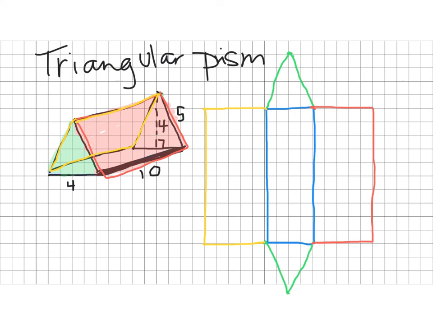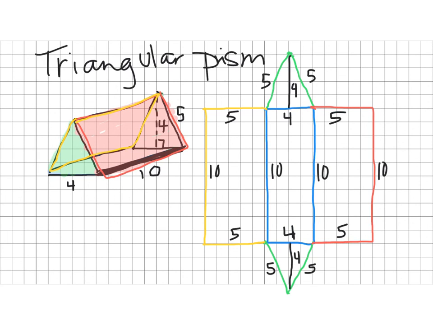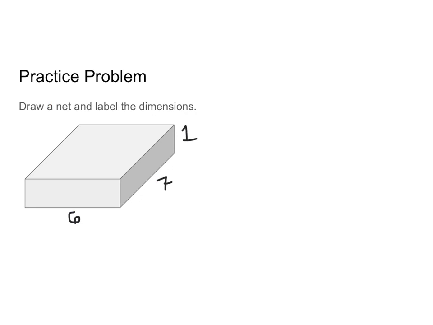And if you didn't already, let's go ahead and label the dimensions. Labeling the dimensions is especially important if you were not able to draw it to scale using the grid on your grid paper. All right, now it's time for your practice problem. For your practice problem, you need to draw a net and label the dimensions for this rectangular prism that has a height of 1, a depth of 7, and a width of 6.